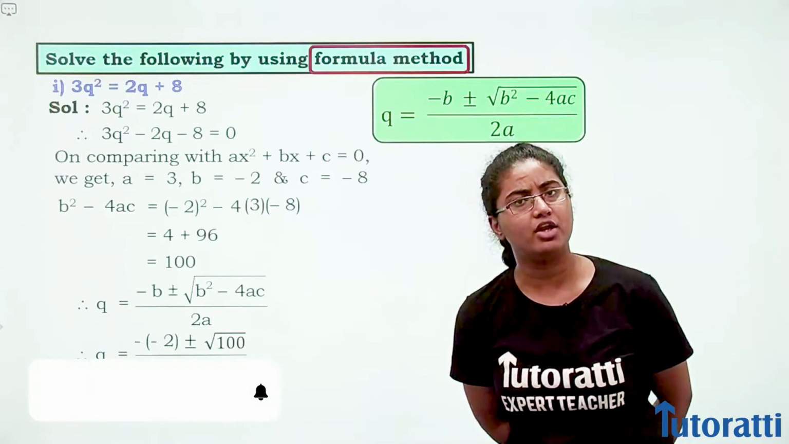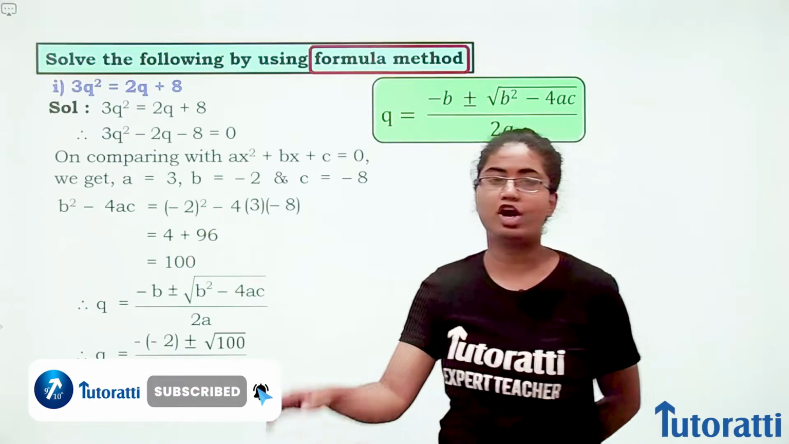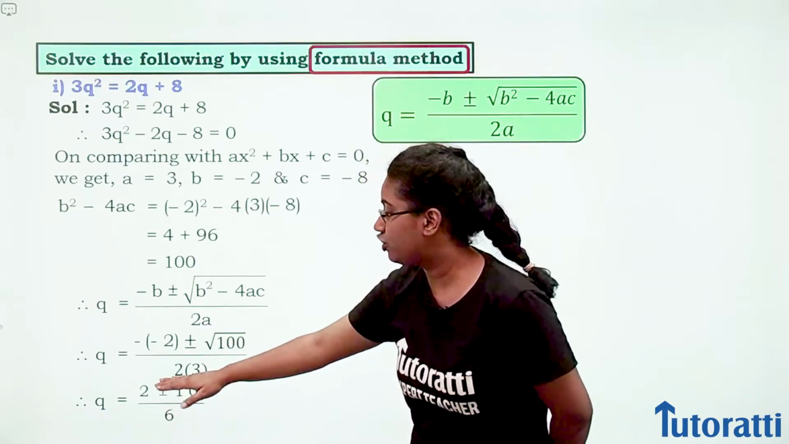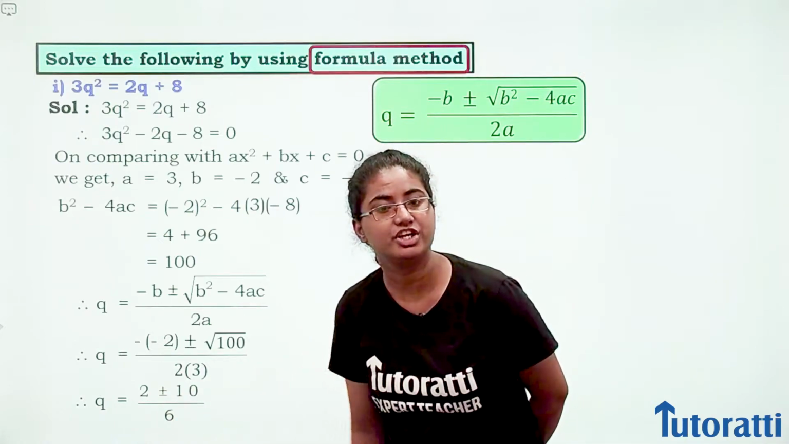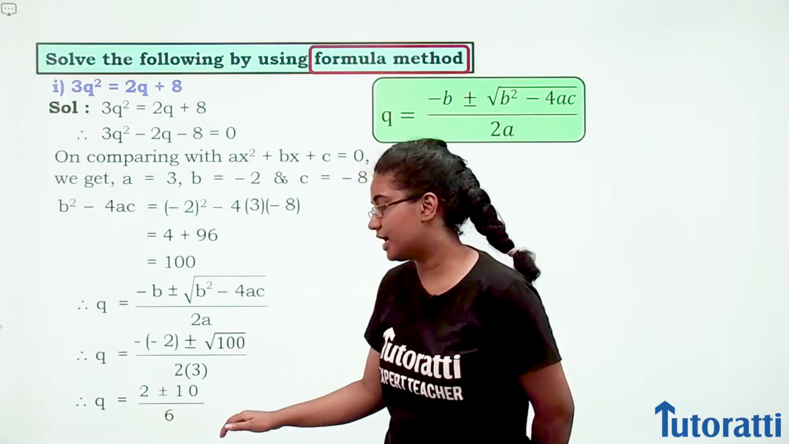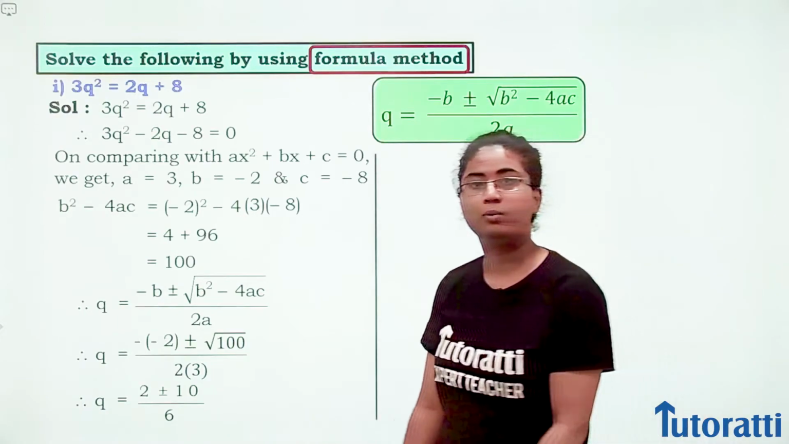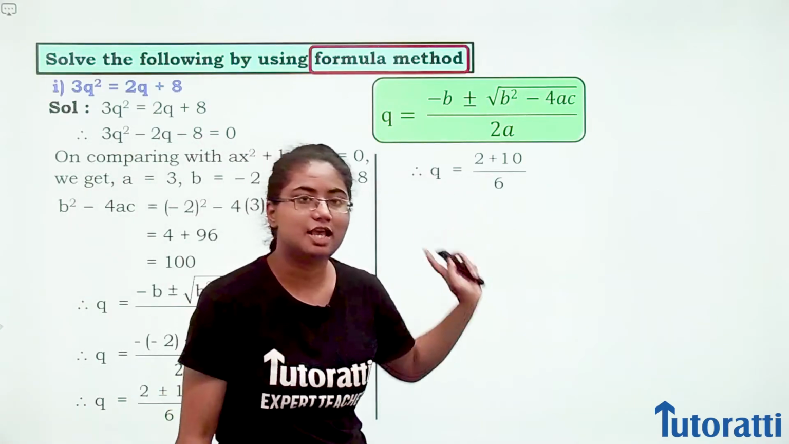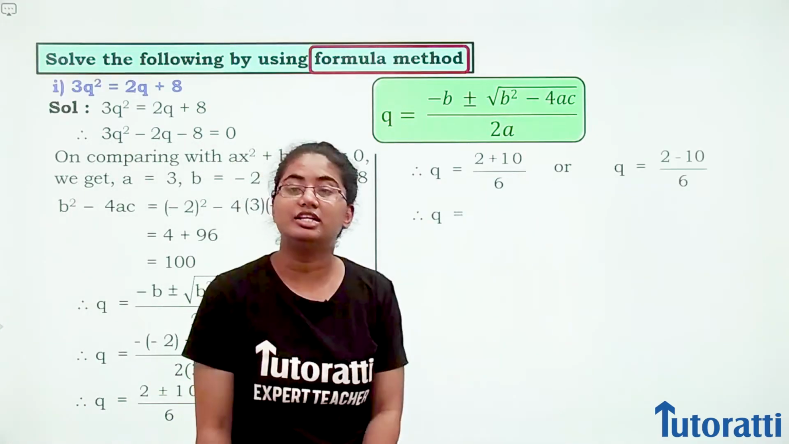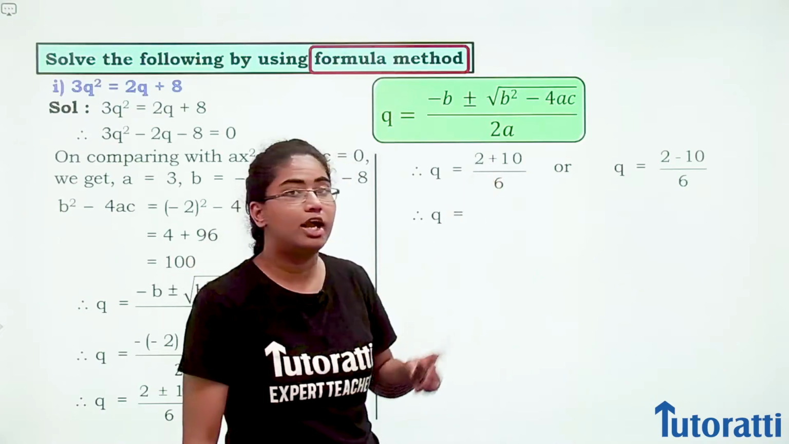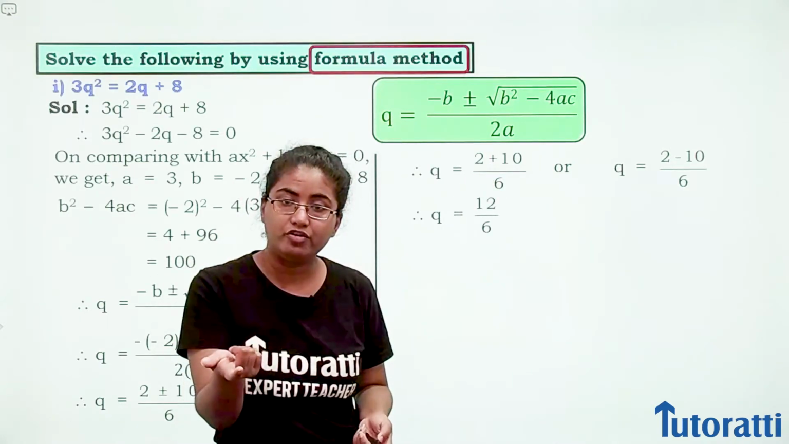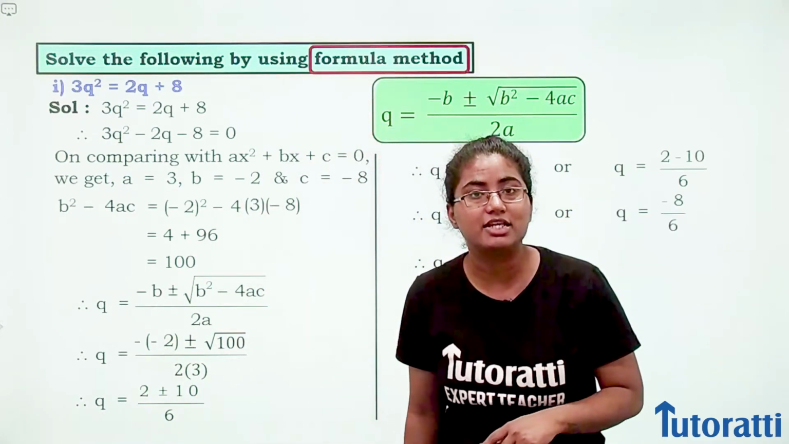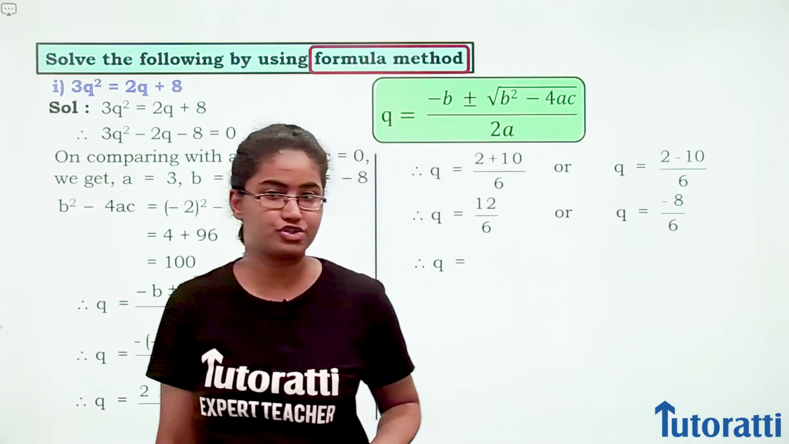100 is a perfect square? Absolutely. 100 is the square of 10. So ये root से बाहर निकल के बनेगा 10. And in the denominator, 2 3s are 6. So 2 plus or minus 10 upon 6. Now, you can state that q is equals to either 2 plus 10 upon 6 or 2 minus 10 upon 6. इसका value निकालो. 2 plus 10 is 12 upon 6, और इसका value निकालो. 2 minus 10 is minus 8 upon 6.